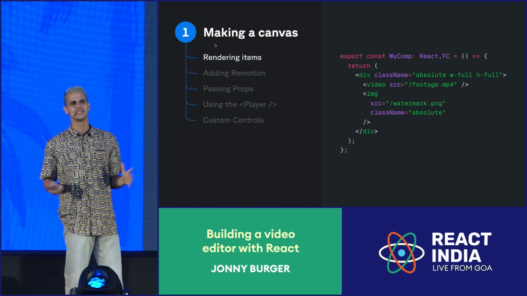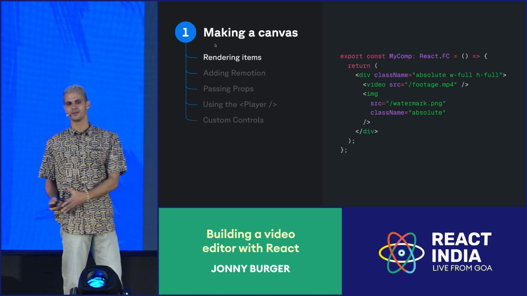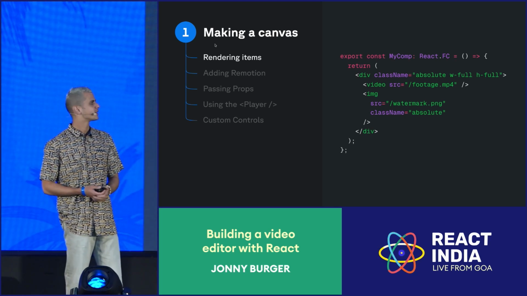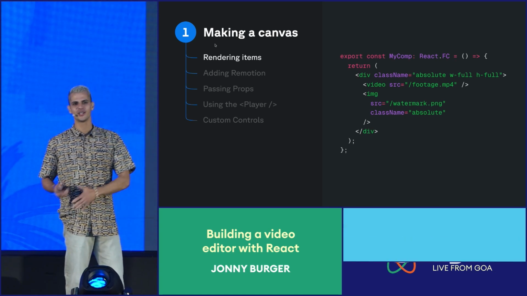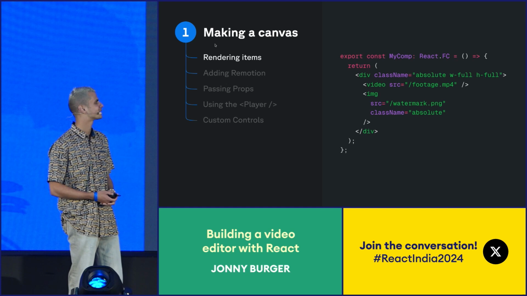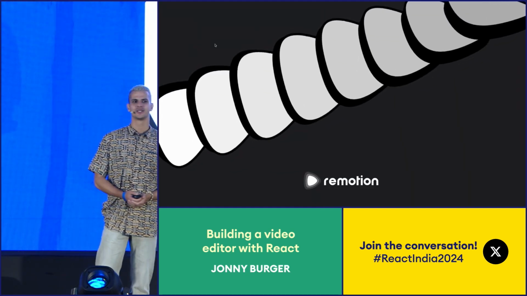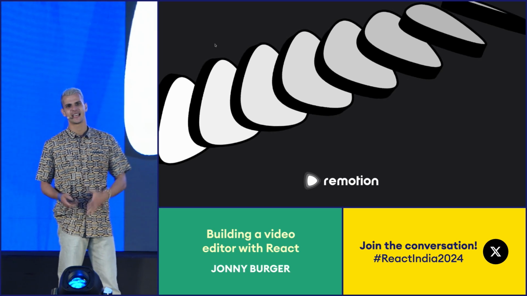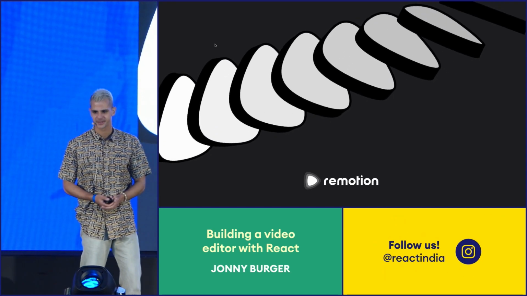But we need another dimension, and that dimension is time. Because with this, we have just rendered an image. However, a video is an image that changes over time. And this is where Remotion comes in. Remotion adds a time dimension to a React component.